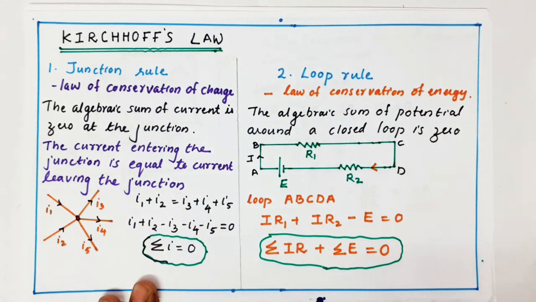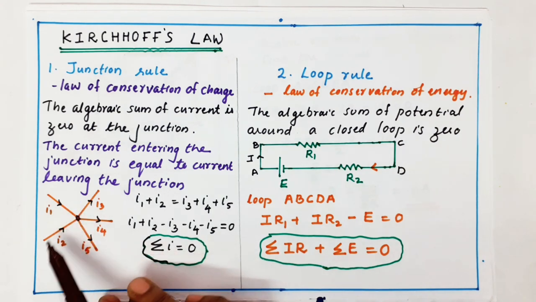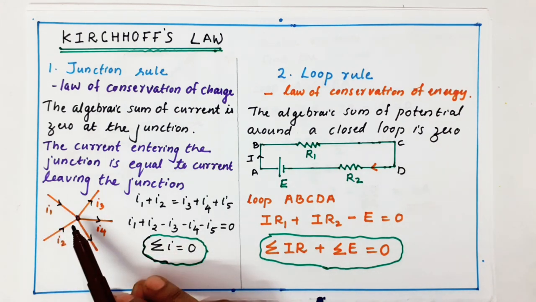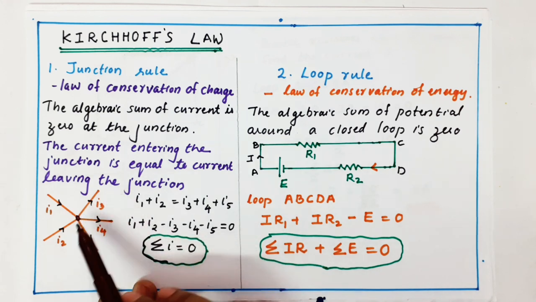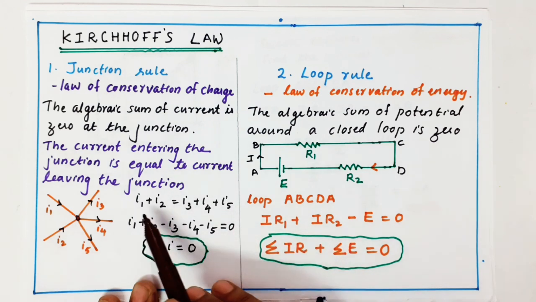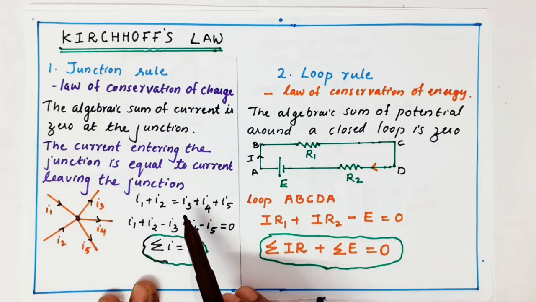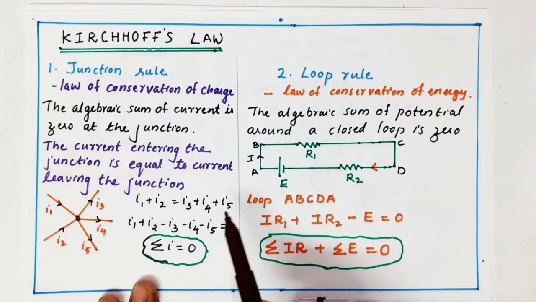The junction rule is very simple. Current entering the junction is equal to current leaving the junction. It means, for example, I1 and I2 are the currents entering the junction. It will go out as I3, I4 and I5. So I can write it as, what is the current entering? I1 plus I2 is equal to the current leaving, I3 plus I4 plus I5.